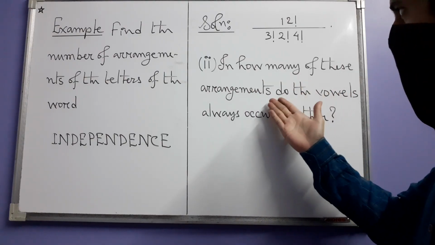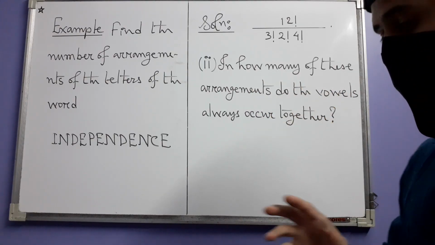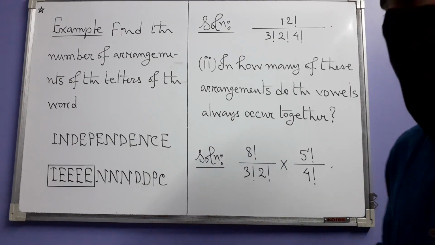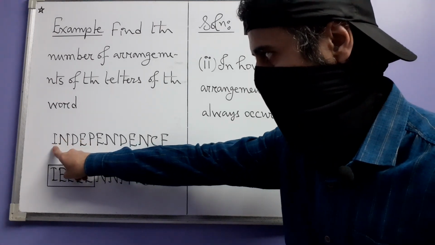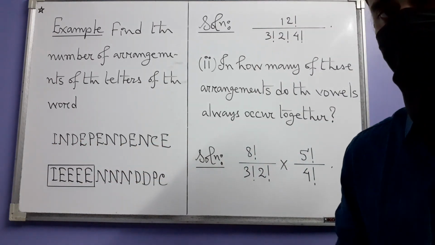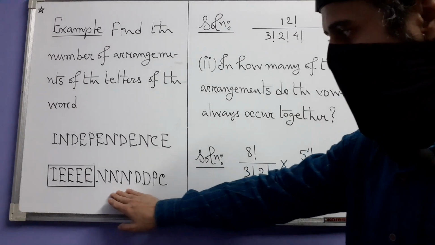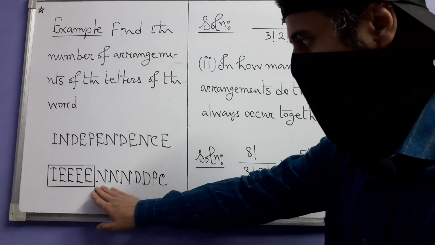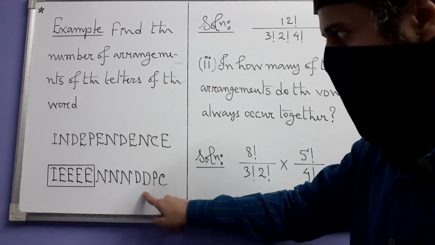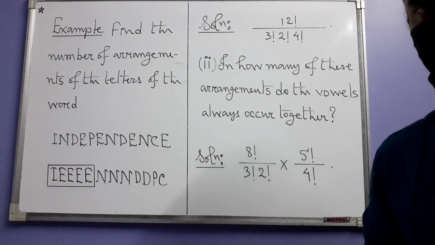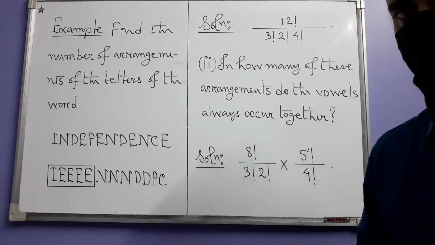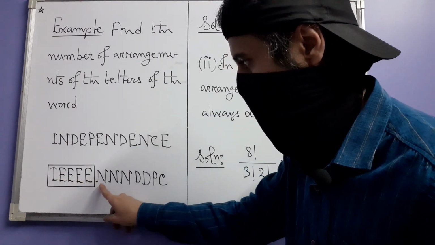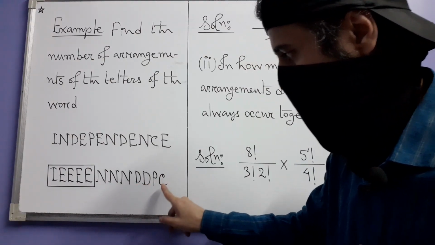Part 2, in how many of these arrangements do the vowels always occur together? To keep the vowels together, we actually write them together like this. Besides I, you have these 4 E's. These are the only vowels. And then we have written the consonants also, the 3 N's. To make things more clear, we have written the N's together, the 2 D's together, and besides them you have P and C. To see you have really written all the letters, you count again. 1, 2, 3, 4, 5, 6, 7, 8, 9, 10, 11, 12.